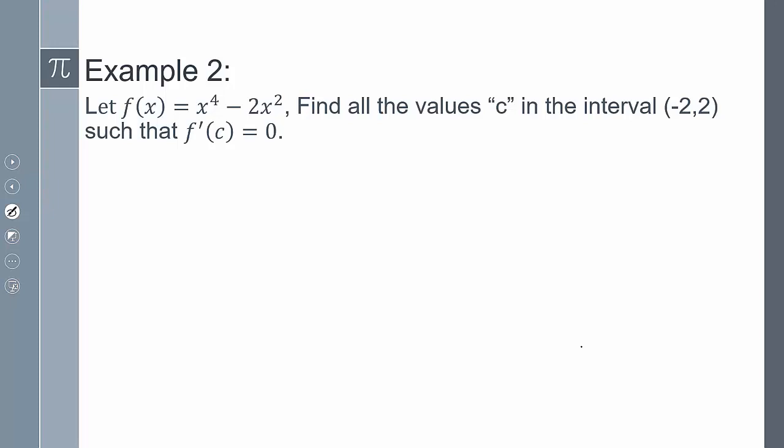Next one, it says let f of x equal x to the fourth minus 2x squared. Find all the values for c in the interval of -2 and 2 such that f prime of c equals 0. So let's verify Rolle's theorem. The first thing I need to check: does f of -2 equal f of positive 2, which equals 2 to the fourth minus 2 times 2 squared? So I have to verify that. Is that true? That's for the positive 2, and here is for the -2.